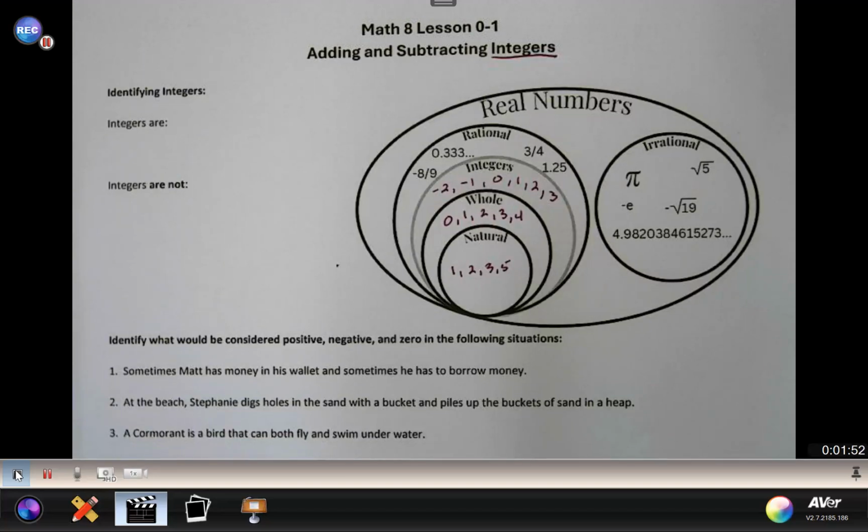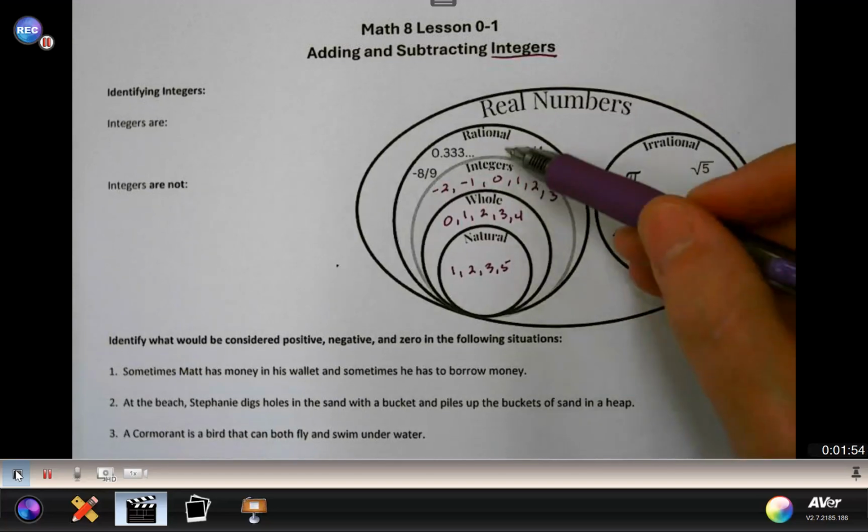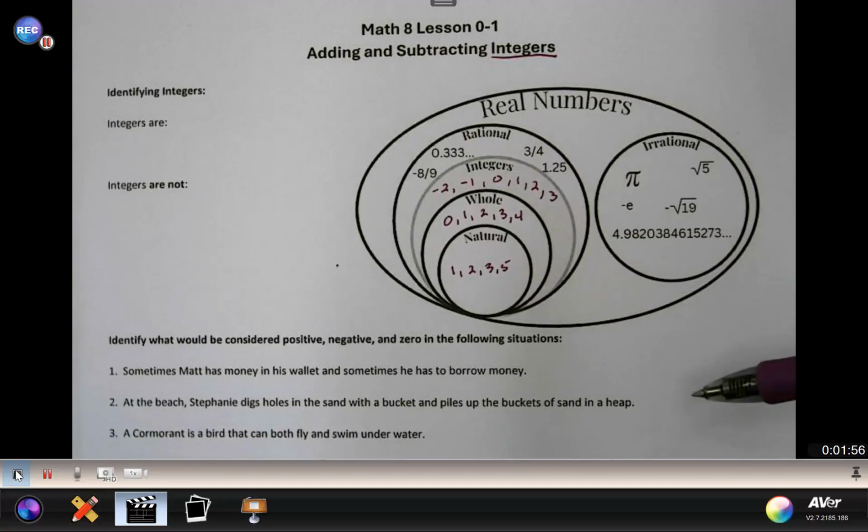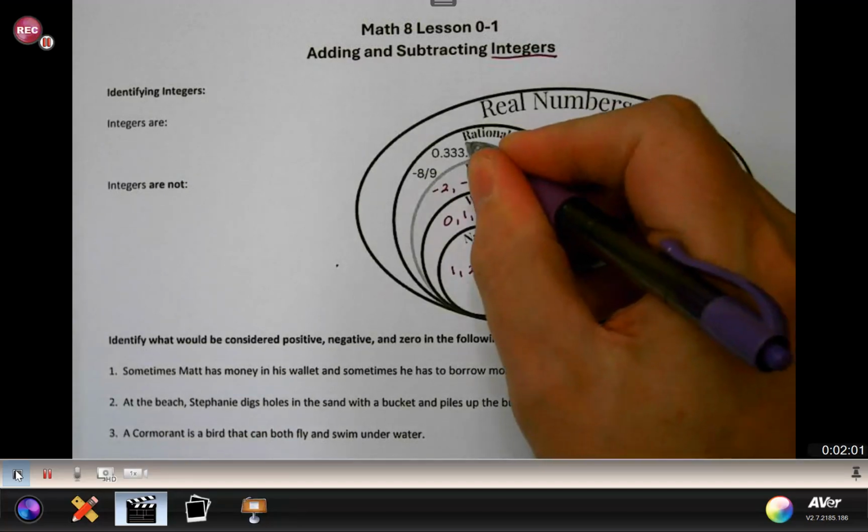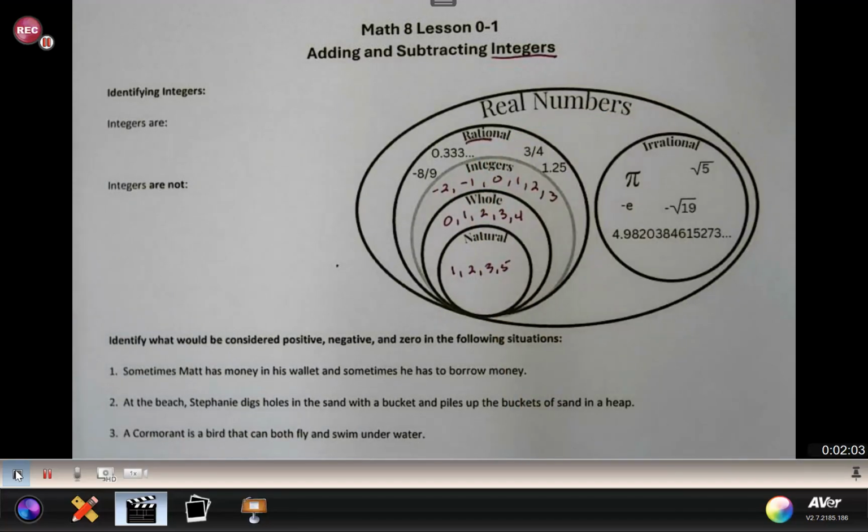And then you've got a different kind of number called a rational number. A rational number is anything that can be made into a fraction because the first word there is ratio. Ratio means fraction. So rational numbers are any number that you can turn into a fraction. So we've got 3/4, that's obviously a fraction. 1.25, yes, that can be a fraction. That would be what? 5/4. 0.3 repeating, that's 1/3. Okay, so those are rational numbers.